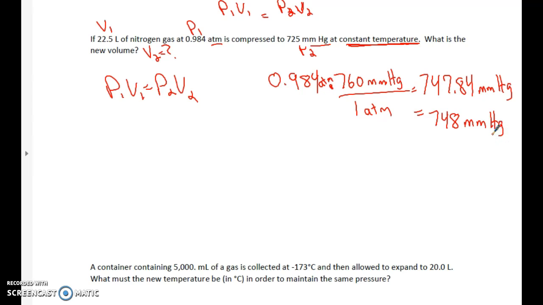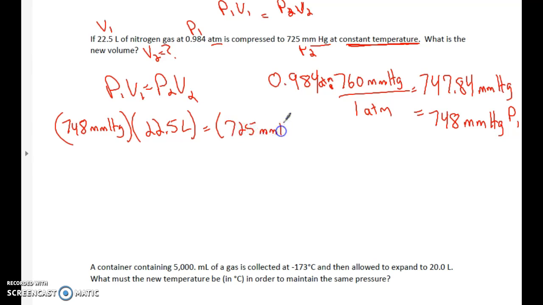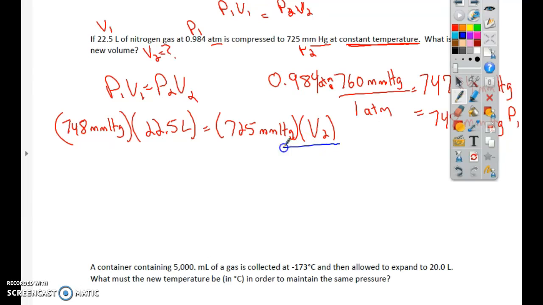So now that is what I'm going to use as P1. So when we do this, I could plug those numbers in. P1 I'm giving as 748 millimeters of mercury. V1 is 22.5 liters. P2 is 725 millimeters of mercury. And V2 is what we are solving for. Now when you do this, this is why you needed the units to be the same. What we end up doing is multiplying these two variables on the left and then dividing by that 725 because we want V2 by itself. All right, so what we have to do is divide by 725 millimeters of mercury.